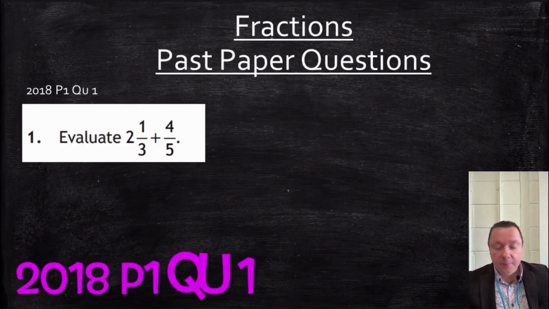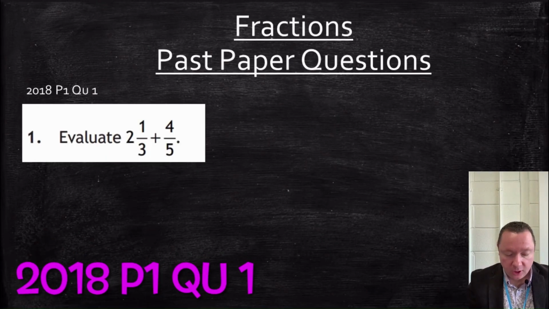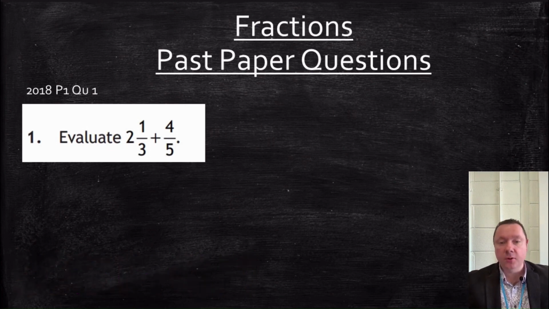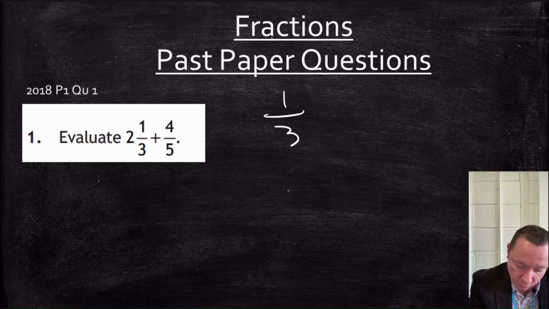Okay, 2018 paper 1 question 1, quite a common question to turn up. Evaluate 2 1/3 plus 4 fifths. So the first thing I'm going to do is do my third plus my 4 fifths.